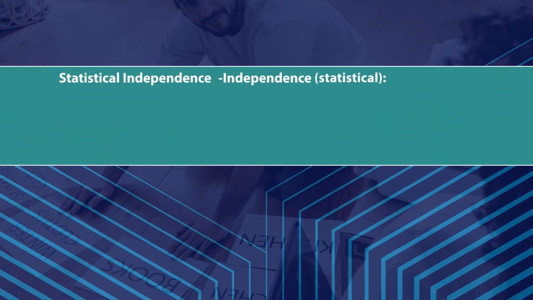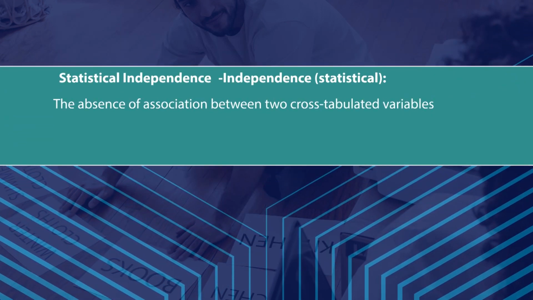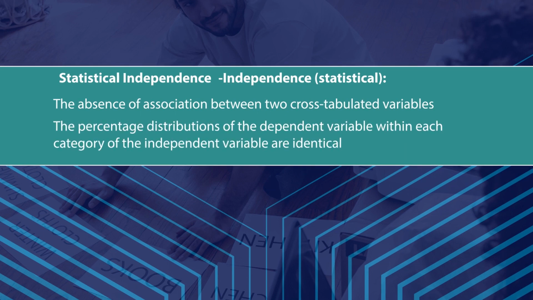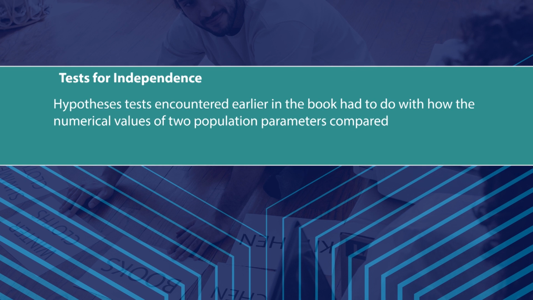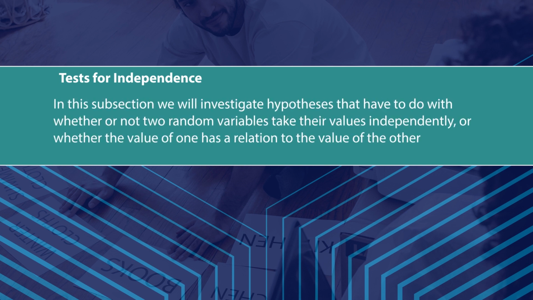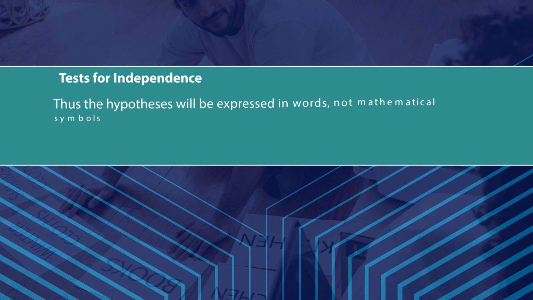Statistical independence is the absence of association between two cross-tabulated variables. The percentage distributions of the dependent variable within each category of the independent variable are identical. Hypothesis tests encountered earlier in the book have to do with how the numerical values of two population parameters compare. In this subsection we will investigate hypotheses that have to do with whether two random variables take their values independently, or whether the values of one have a relation to the values of the other. Thus the hypotheses will be expressed in words, not mathematical symbols.